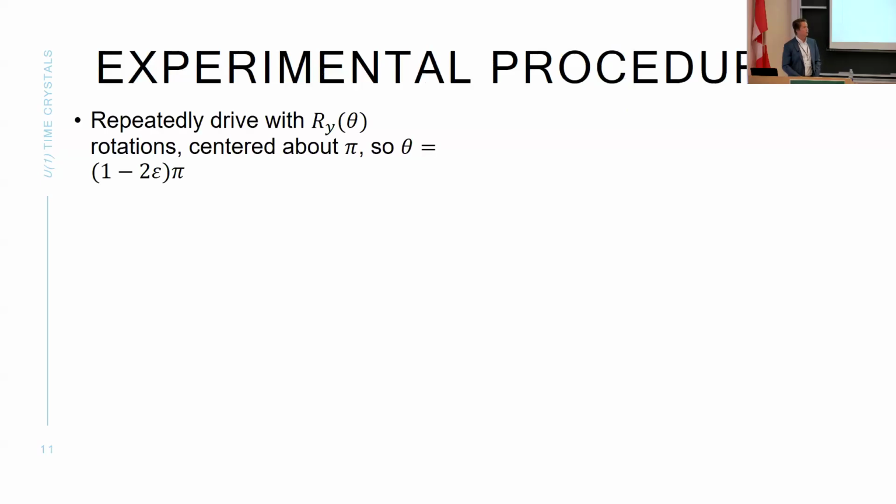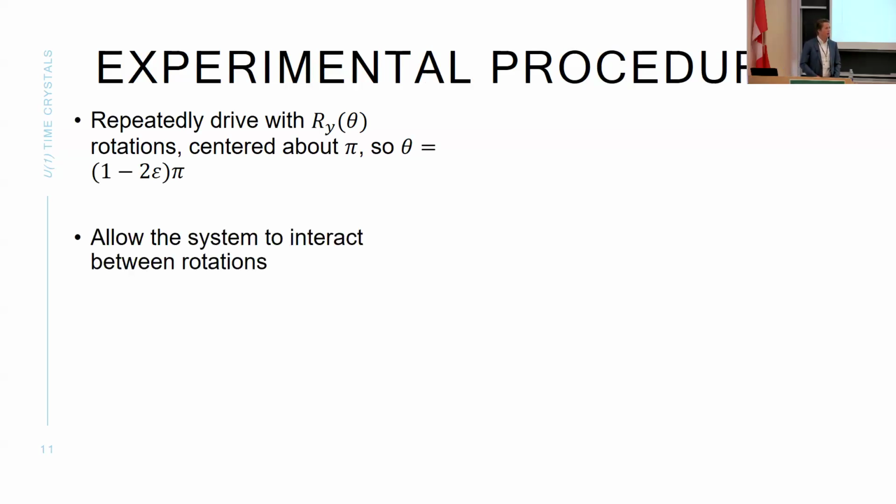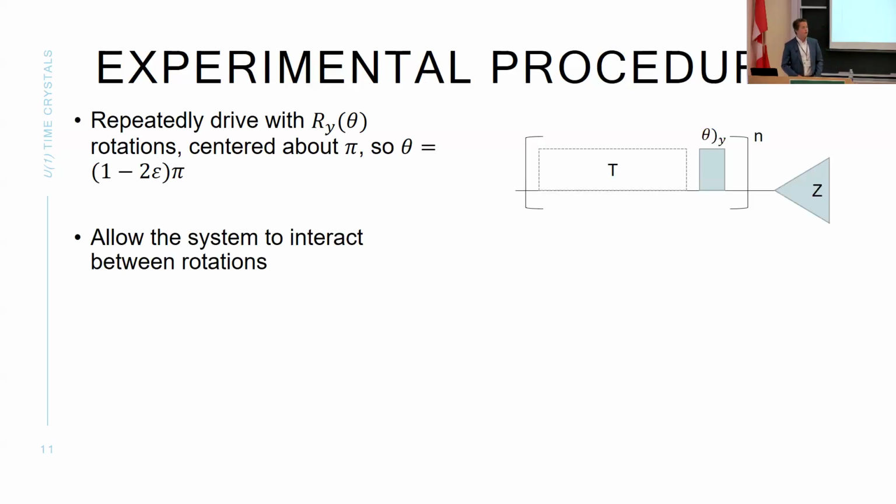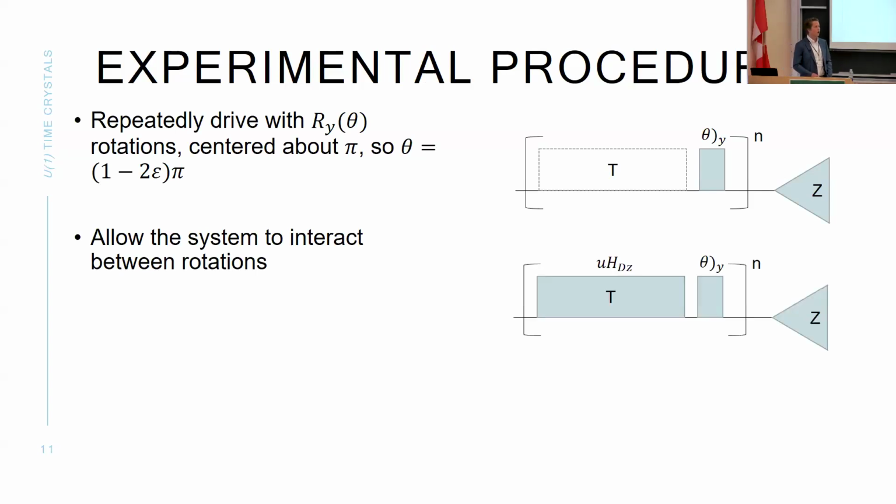So what's our experimental procedure? Well, we're going to repeatedly drive the system with these RY rotations centered about pi with some detuning. And we're going to allow the system to interact between rotations. And this can happen in 3 different ways. Either we can physically vary the time in which we allow the system to interact, essentially increasing the effective many-body interaction strength via just waiting longer.